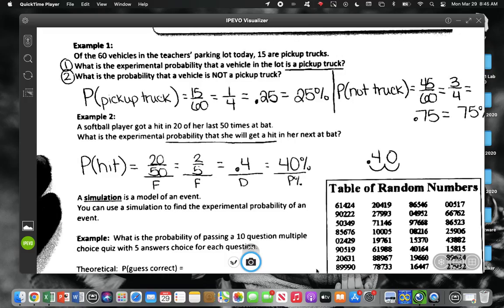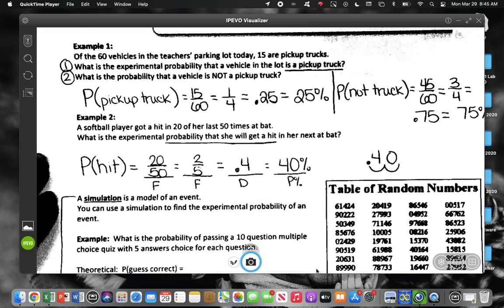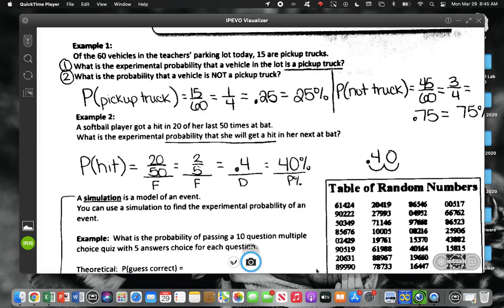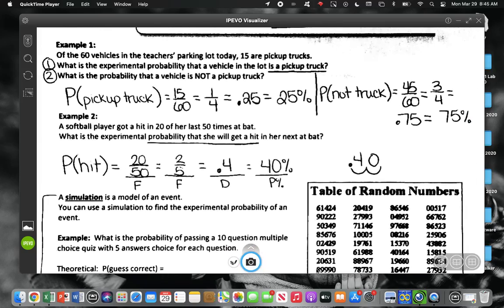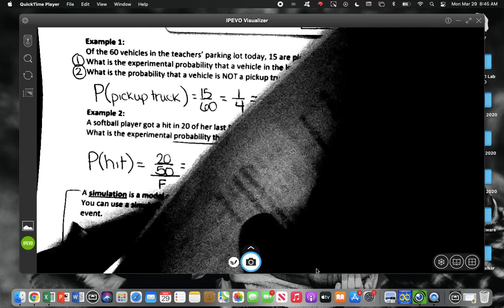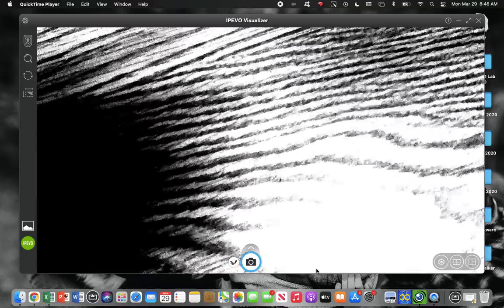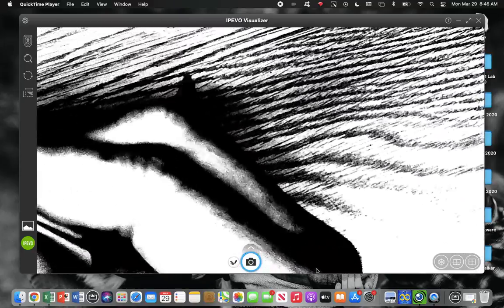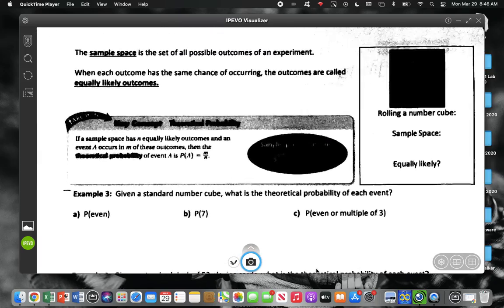All right, so I will tell you guys, we might come back to this tomorrow. I can't guarantee that. The simulations, I don't really like random number tables. They're kind of outdated. So I'm actually going to skip over that for the moment. Let's go to theoretical probability and sample spaces.